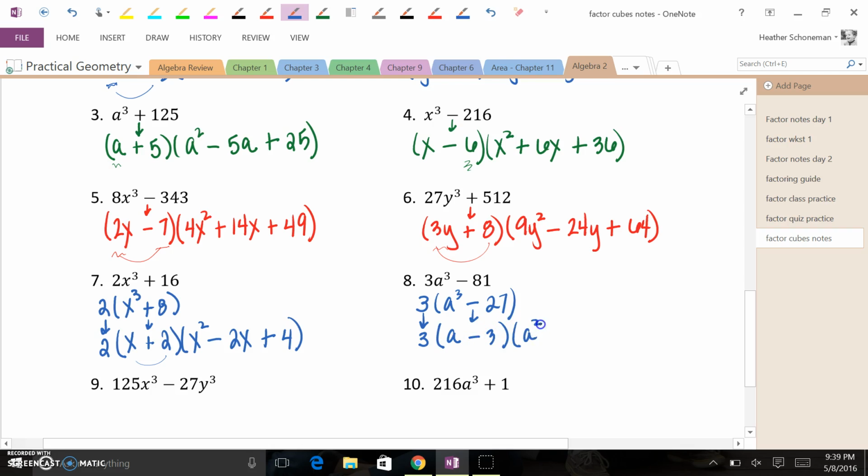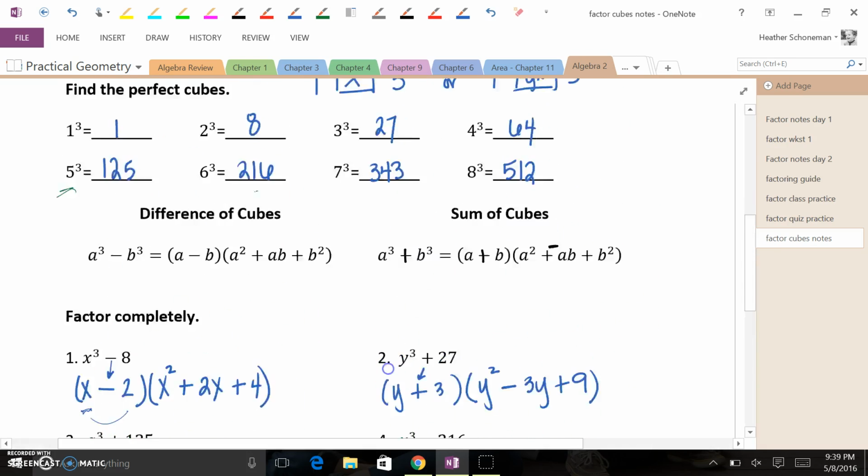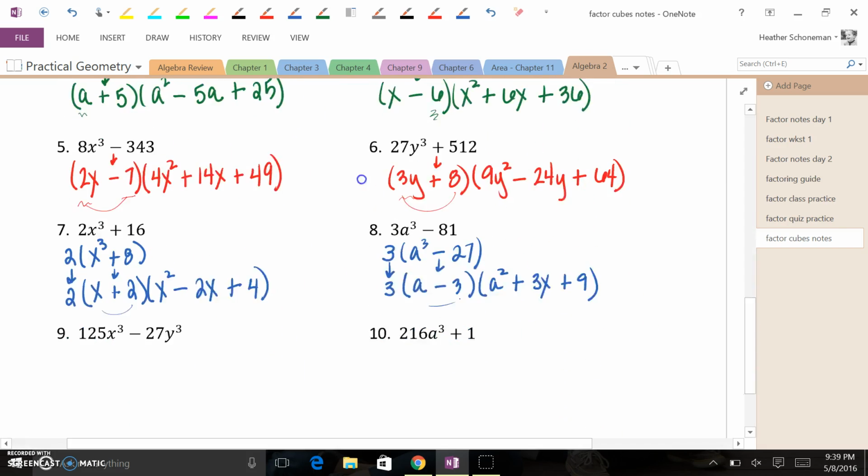Square the a, get a squared. Change the sign. Multiply the two things together and get 3a. The last sign is always plus. Square the 3 and you get 9. Okay, just a couple more. 125 and 27. Definitely both on the list.